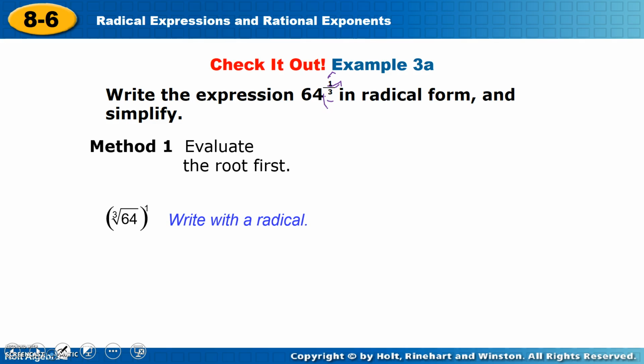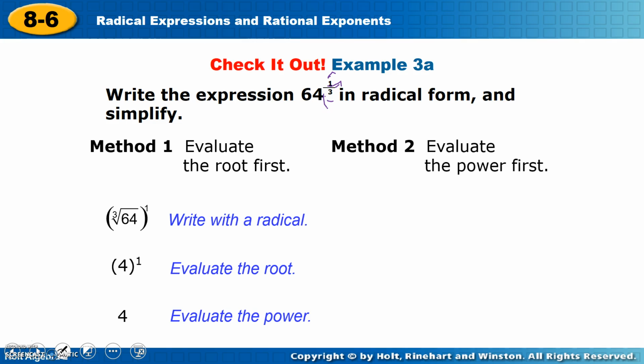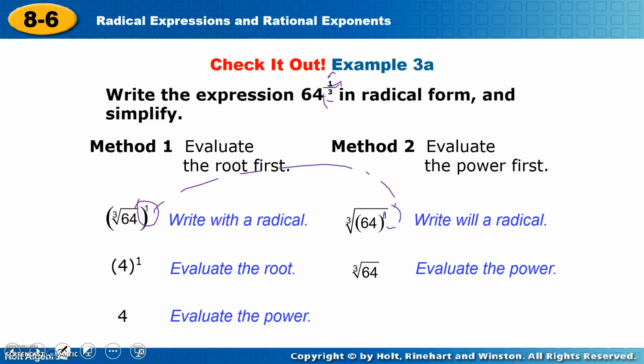So what times itself 3 times would give you a 64? And I hope you said 4. And then if we raise 4 to the first power, then we get just the 4. Maybe you wanted to do method 2, which was to evaluate the power first. So then you would move the power from the outside to the inside. So you would raise 64 to the first power, which of course we know would be the 64, and then you would evaluate it and take the cube root of 64, which would also produce your 4.